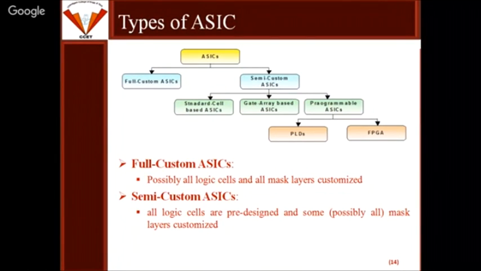So I told you earlier that FPGA is a type of ASIC, but nowadays FPGA is treated separately. So we say that ASIC is different and FPGA is different, but basically it is a programmable ASIC. Full custom ASIC is one in which all logic cells and mask layers are customized. Everything is customized, or everything is started from the beginning. Semi-custom ASICs are those where all logic cells are pre-designed, and some or possibly all of the mask layers or metal layers are customized.